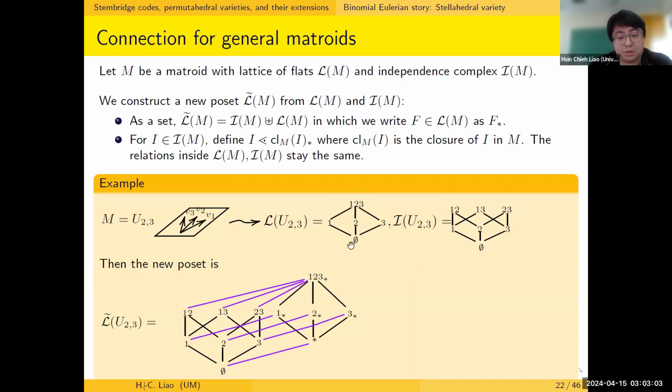What we did is put these two posets this way. All the relations within these posets are the same, and between these posets we define a cover relation. The definition is that any independent set here is covered by the closure of this independent set in the lattice of flats. It means the smallest flat that contains this independent set. For example, for 1, 3, the smallest flat containing 1, 3 is just 1, 2, 3. So we have this cover relation, and then we have all these edges. And this is the new poset we have.